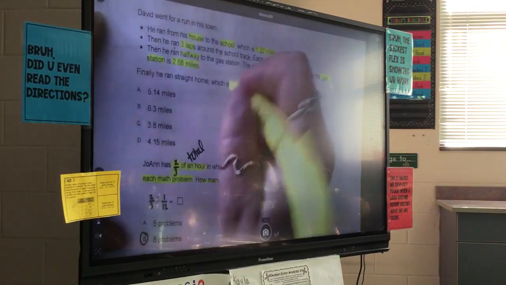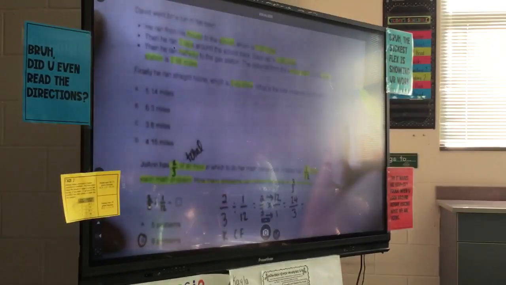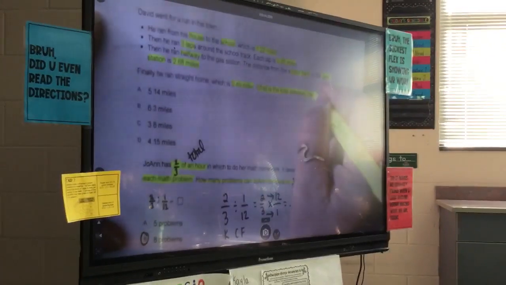Finally, he ran straight home, which was 0.49 of a mile. What is the total distance David ran? So he ran straight home, which is 0.49 of a mile, and you have to find out everything.